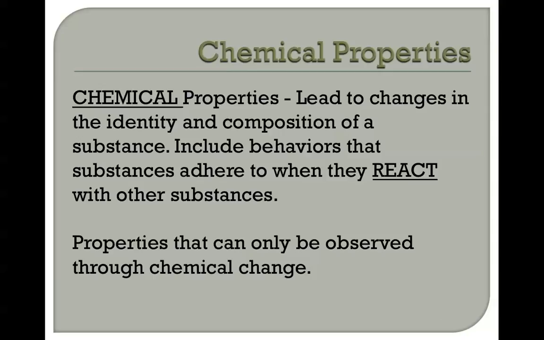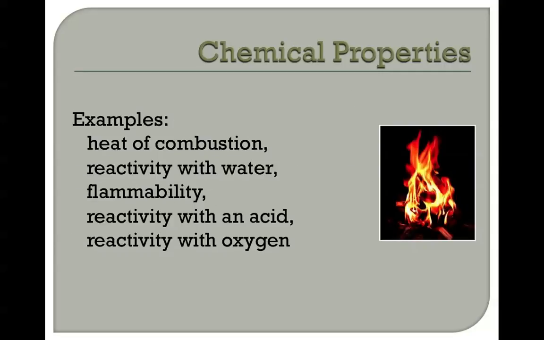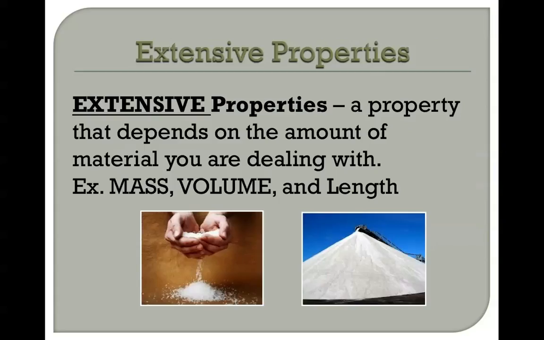Chemical properties, unlike physical properties, actually do change the identity and composition of the substance. These basically are focused on how substances react with other substances, so those behaviors that they're going to go through. So these properties can only be observed through the actual chemical change. So we might talk about a substance's flammability or how reactive it is with water and acid or oxygen. These are all various types of chemical properties which we can then observe through a chemical change.